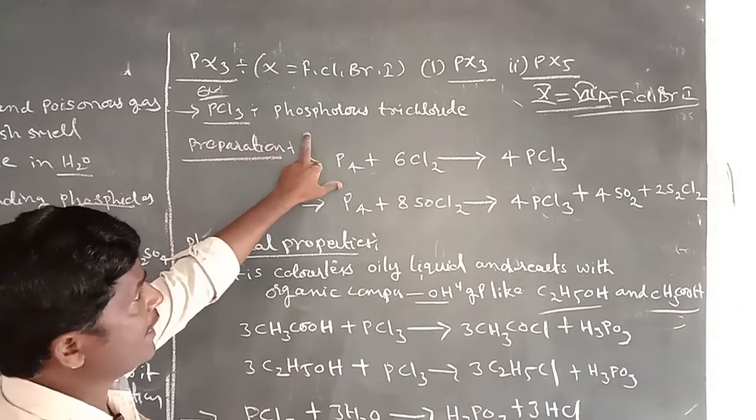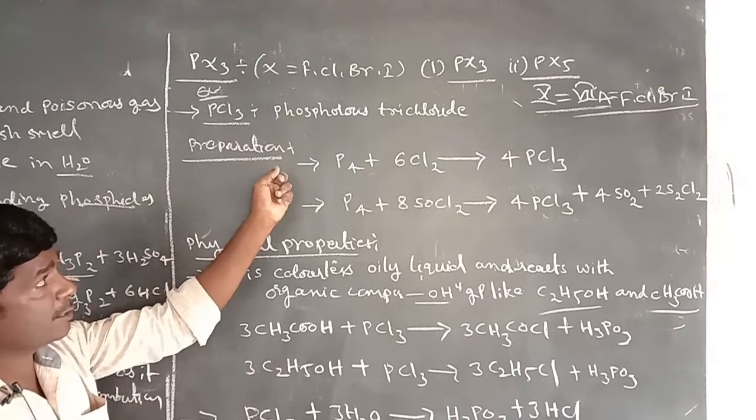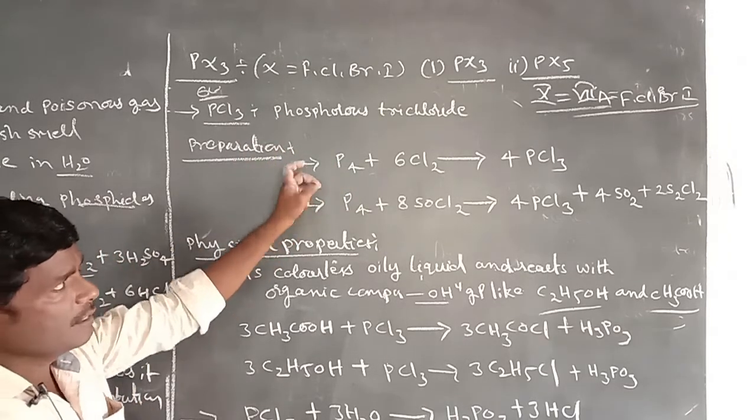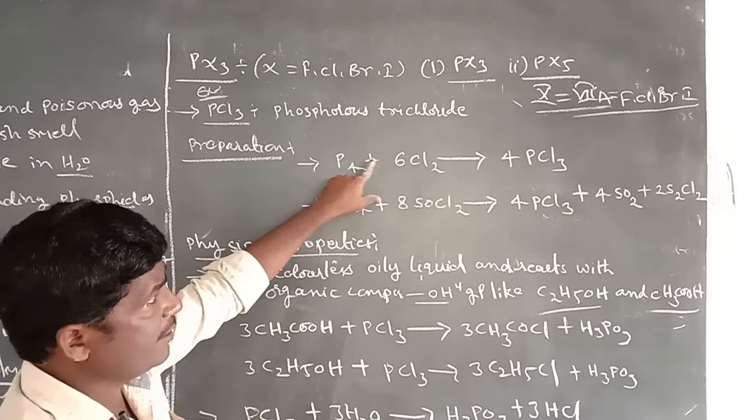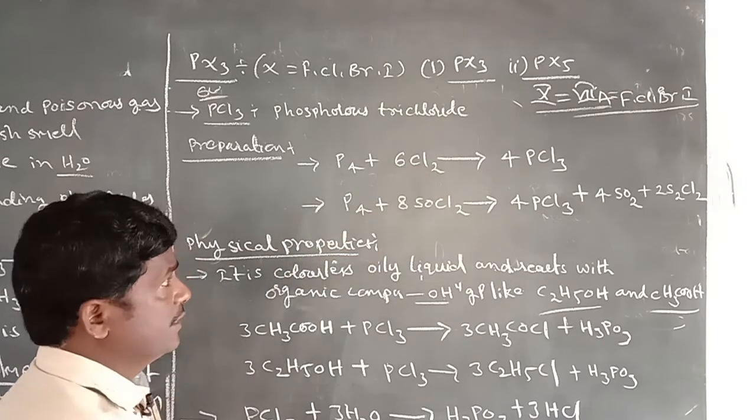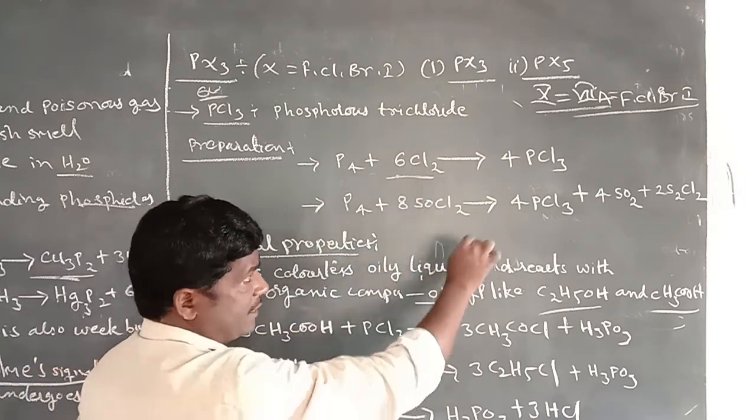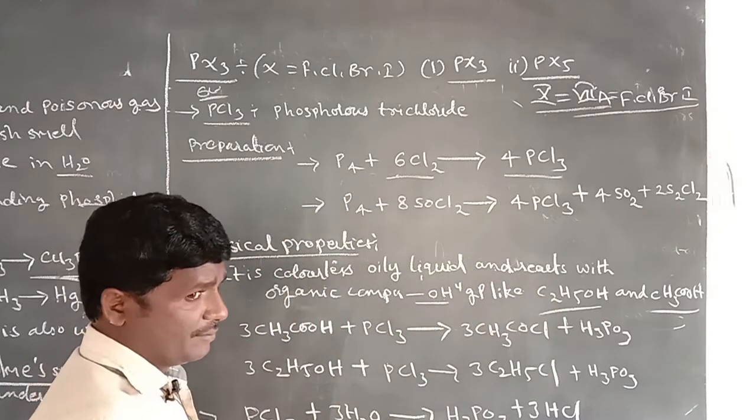PCl3, also known as phosphorus trichloride. Here is the preparation of phosphorus trichloride. White phosphorus is heated with chlorine gas. On heating, 6 moles of chlorine gas form phosphorus trichloride.